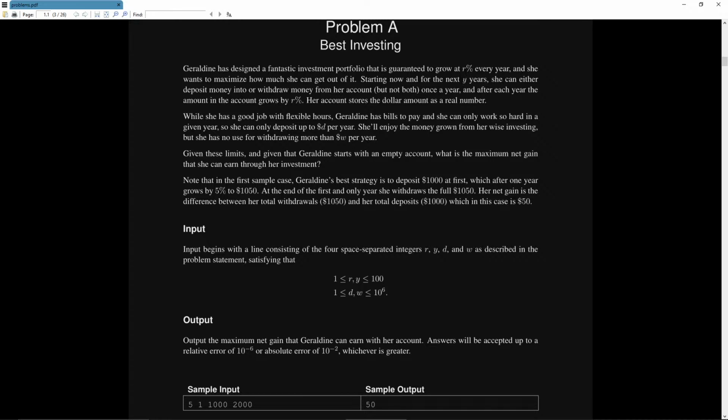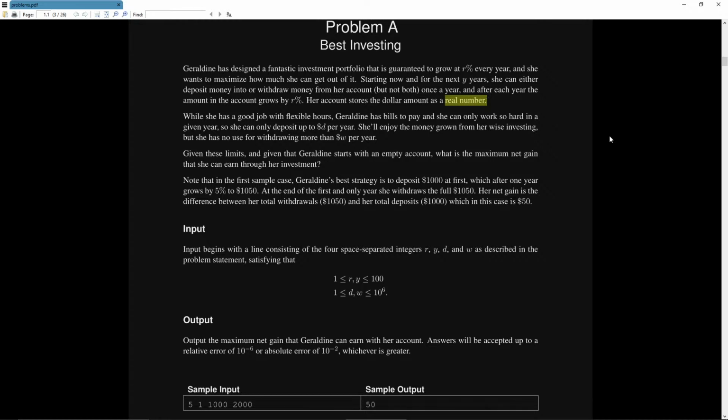So she has Y years in which each year she can either deposit money into or withdraw money from her account once a year. So this once a year, basically, it's just to make this discrete problem. So you have discrete length of time for each year, and you have one action you can take each year, which is either depositing or withdrawing money. So every year that money stays in the account, it's going to grow by R%. And her account stores this amount as a real number.